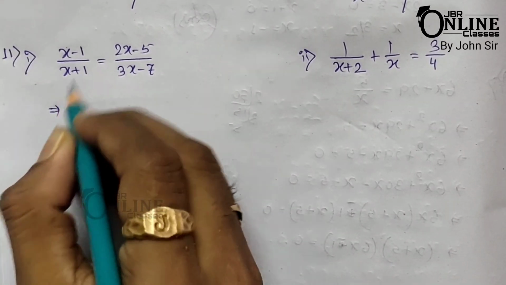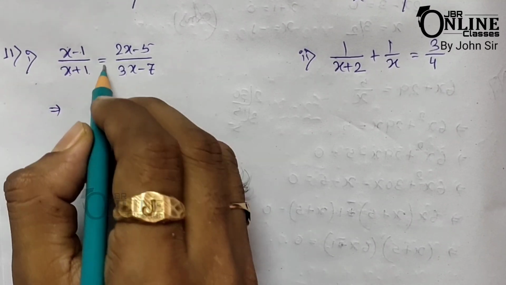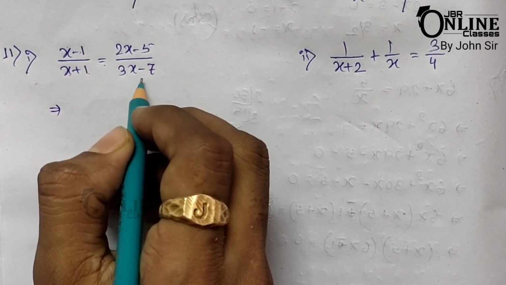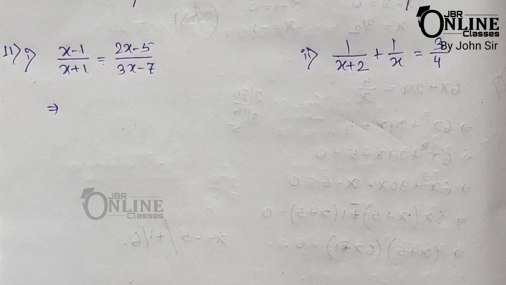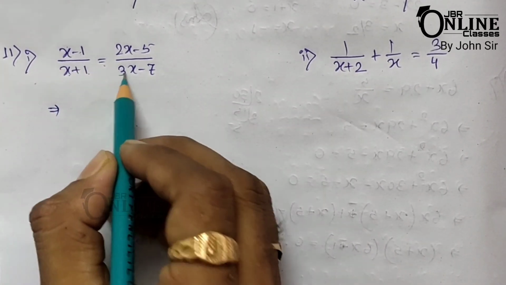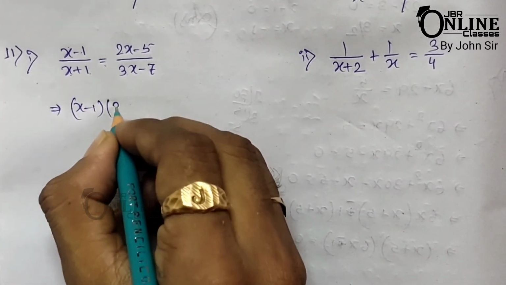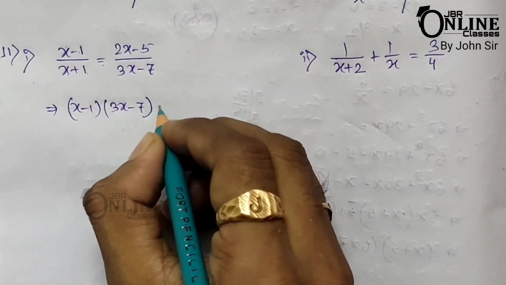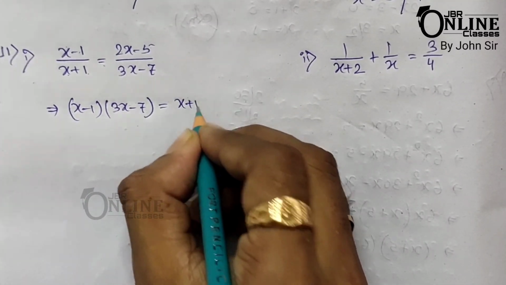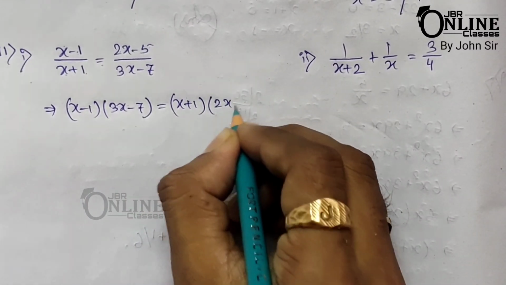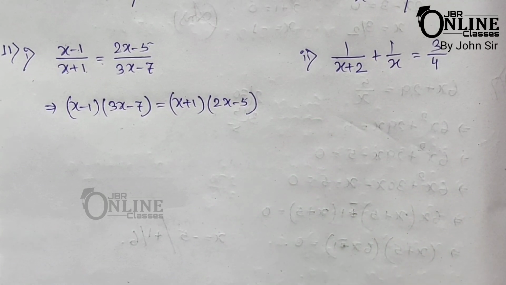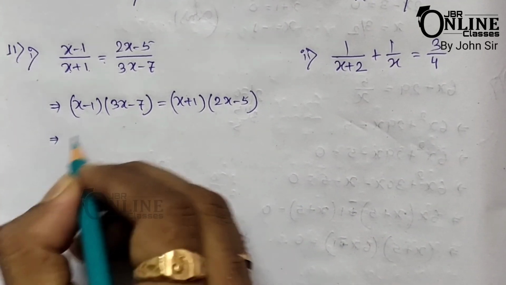Okay, so here (x minus 1)/(x plus 1) equals (2x minus 5)/(3x minus 7). So first thing you have to do, you have to just cross multiply. So (x minus 1) into (3x minus 7), sorry, not 5, and then (x plus 1) into (2x minus 5). Okay, now I know that you can multiply this one.